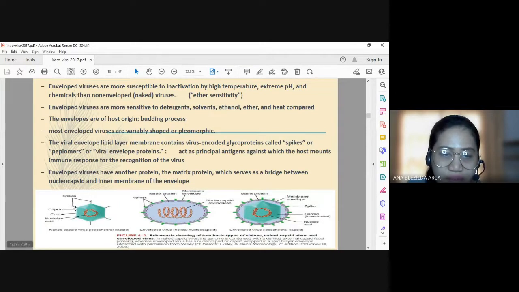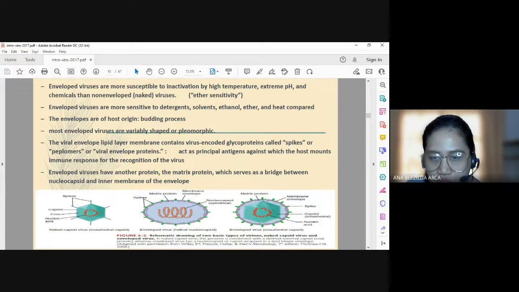Ito, naked yan, hubad. Kapag may envelope, ito itsura niya. So, ito yung kanyang nucleocapsid. This is the capsid and the genome. And then sa labas niya, meron siyang envelope, tapos glycoprotein spike yung mga green. Tapos itong mga line na yan, this is the matrix protein.